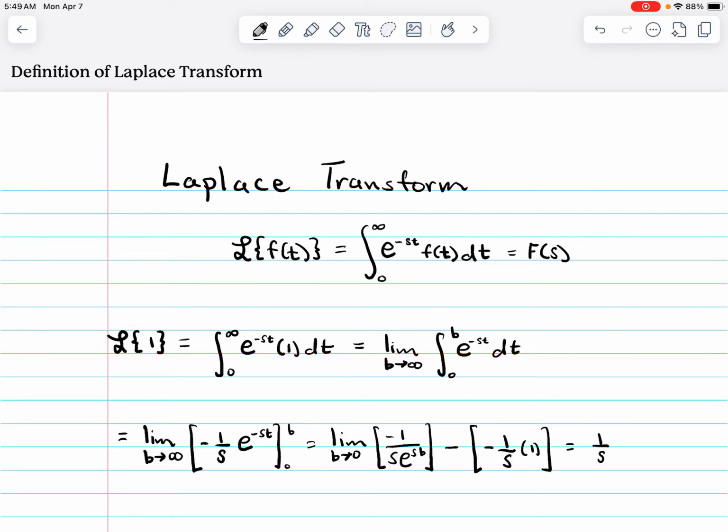We're going to venture now into the Laplace transform. And the Laplace transform is something that we're going to use ultimately to solve differential equations. But first of all, I've got to introduce it to you.